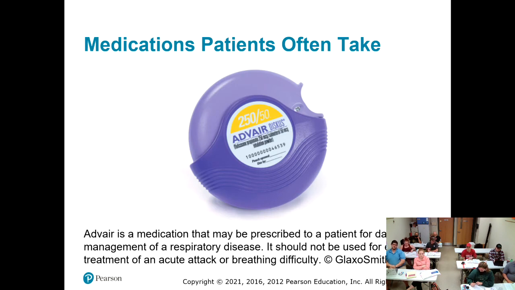So some common medications that you'll see in the field. Advair. Has anybody ever seen Advair or on Advair? It's a medication for COPD. It's also used for some cases of asthma. It's mainly focused on respiratory diseases. It should not be used for emergency treatment of an acute attack or breathing difficulty. So this is more of a long-term use medication. Our short-term, quick-acting medication would be albuterol or DuoNeb.